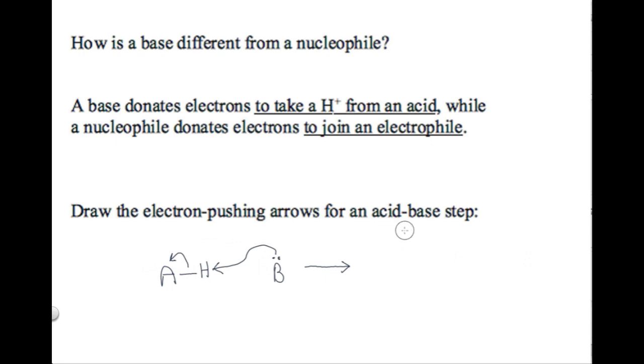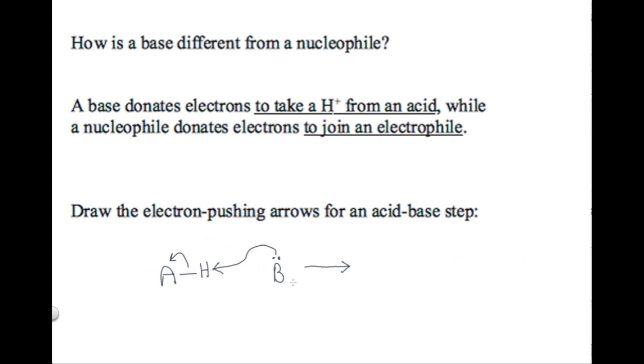So keep practicing this until it's boringly easy for you to come up with the electron-pushing arrows for an acid-base step. We've seen that most SN1 mechanisms involve an acid-base step, but the fact is most mechanisms in your Ochem class will involve acid-base steps. So it's crucial to be familiar with the electron-pushing arrows for an acid-base step.